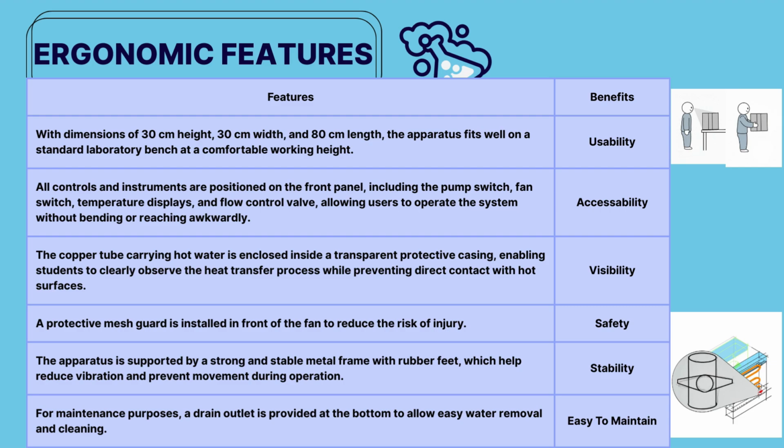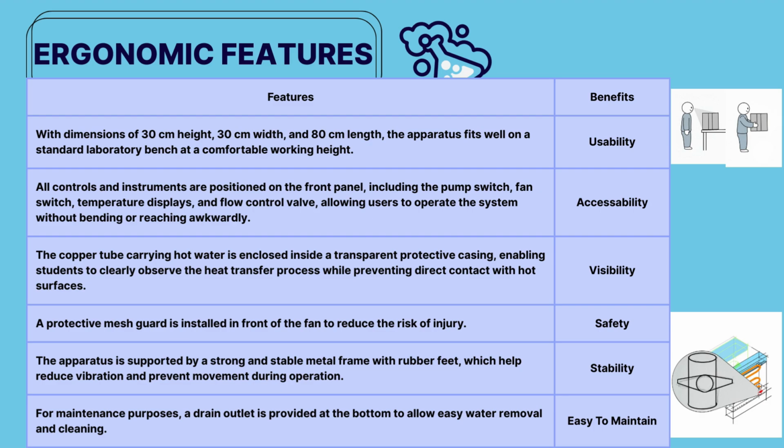And finally, easy maintenance was also considered in the design. There's a drain outlet installed at the bottom of the apparatus. This allows the water to be easily removed after experiments. So it simplifies the cleaning and helps prevent water stagnation or corrosion. By making maintenance simple, we ensure that the system remains durable and reliable for long-term use.